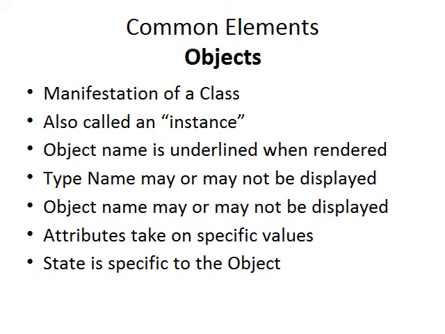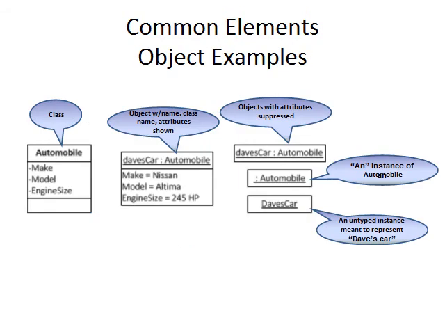Attributes take on specific values when you instantiate a class. Obviously, they can have initial values, as I discussed before, but you can change those values as your program runs, or as scenarios play out, I should say, because it's not just about software. State is specific to the object. So you might have state variables declared as attributes in the class, but they're used in the object.